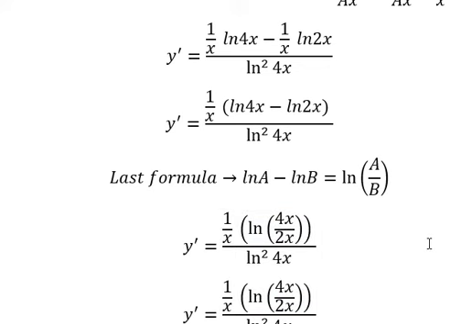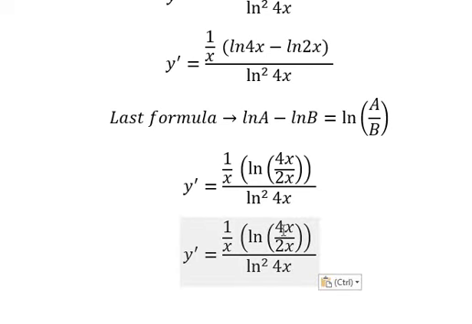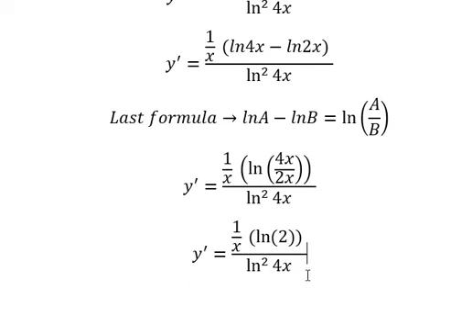So s divided by s, you got about number 1. 4 divided by 2, you got about number 2. And this is the final answer.